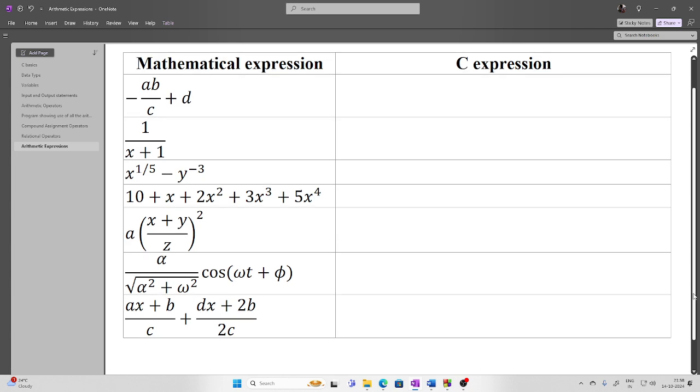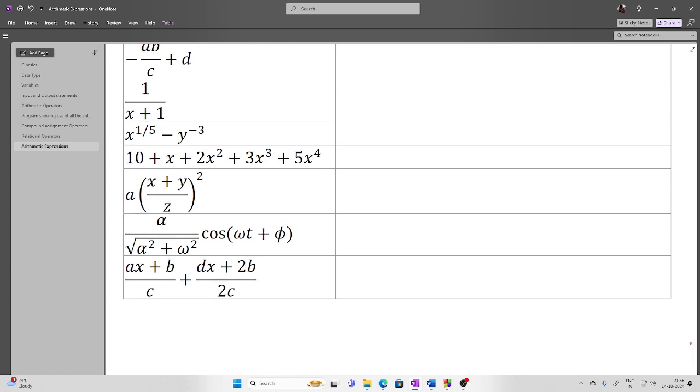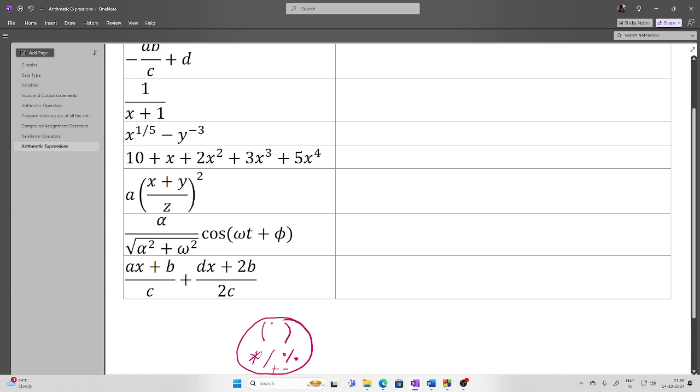Now, while writing this C expression, you should be very cautious because here comes the importance of precedence. Which operator has to be given the most precedence? For example, the bracket has the highest precedence. After this come multiplication, division, and the modulo operator, and so on. And the lowest is addition and subtraction. All the expressions in C are evaluated left to right.